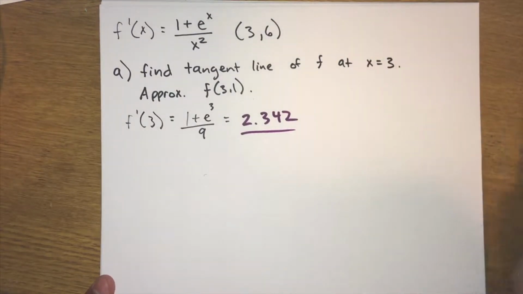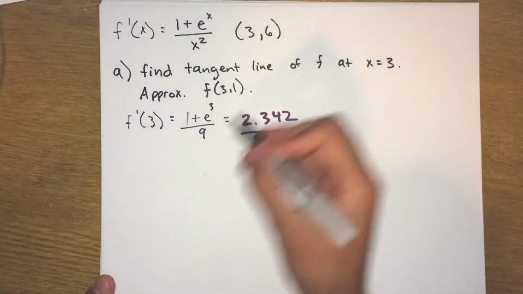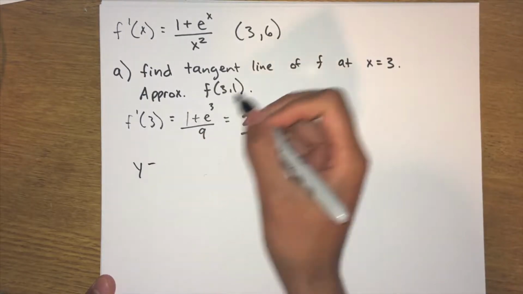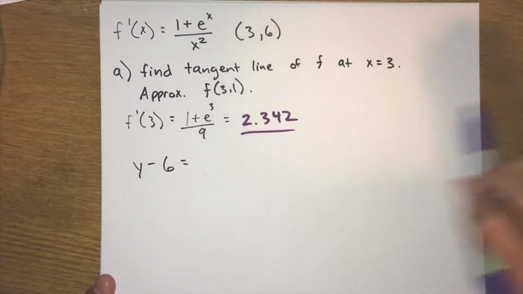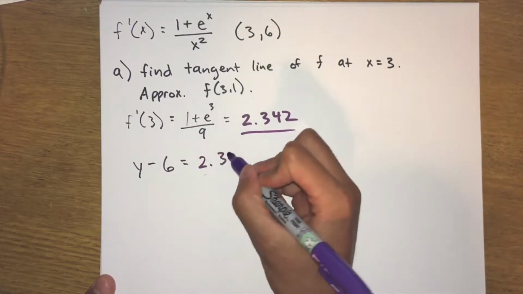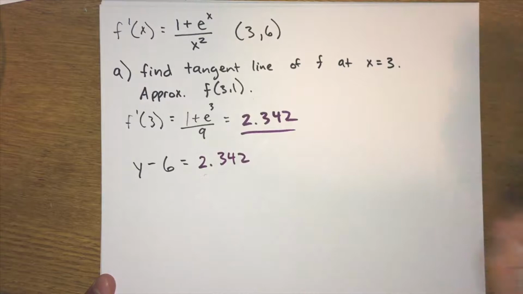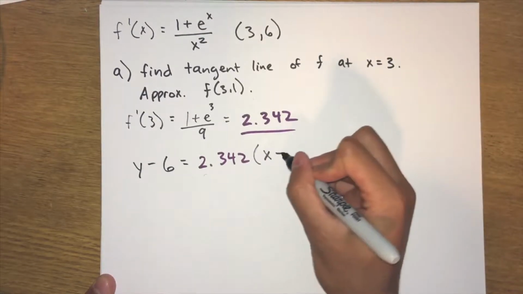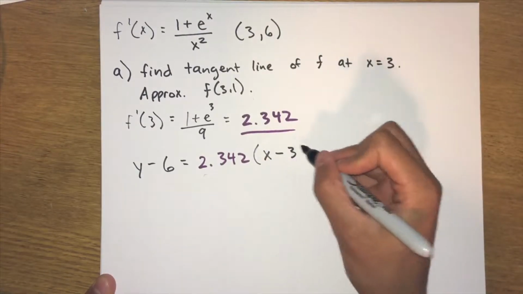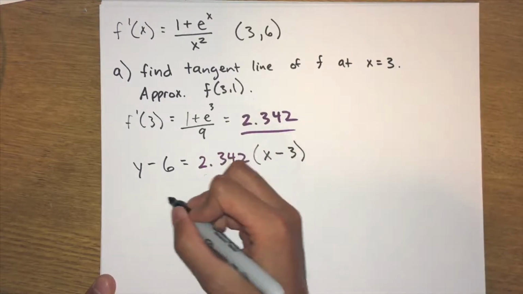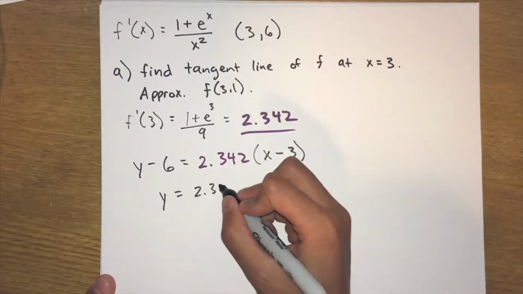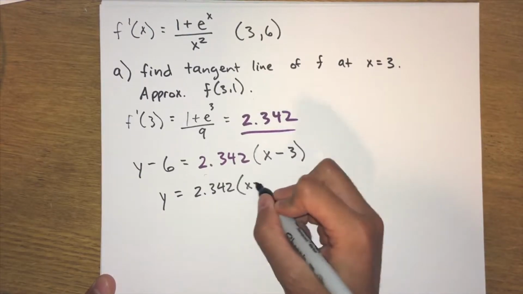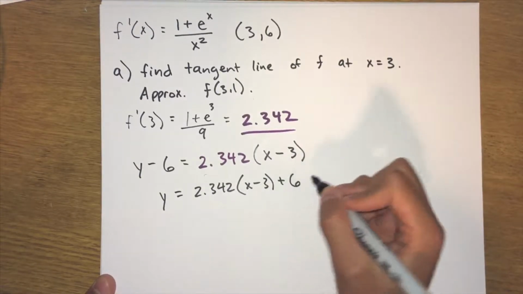And if we plug that into our point slope formula, you get y minus y1, which is 6, equals our slope here, 2.342, times x minus our x1, 3. So I'm going to put this in slope-intercept form. So y equals 2.342 times x minus 3 plus 6.